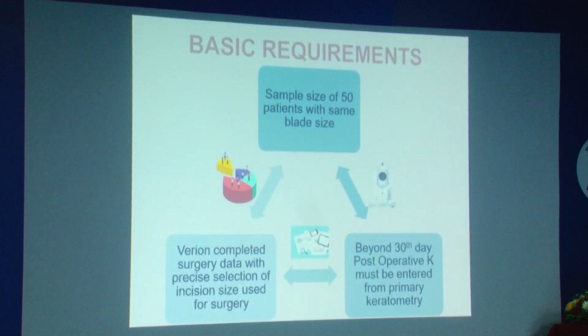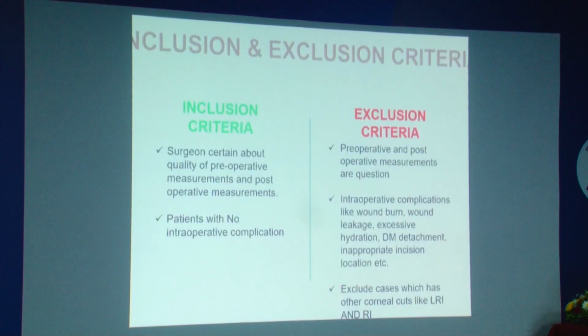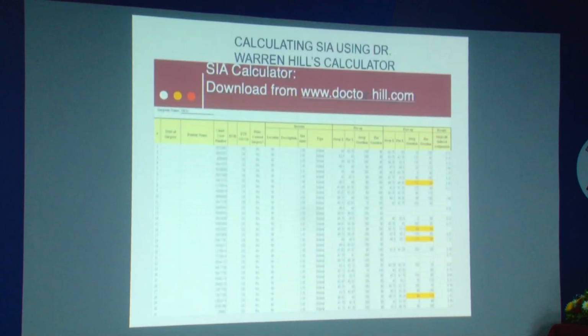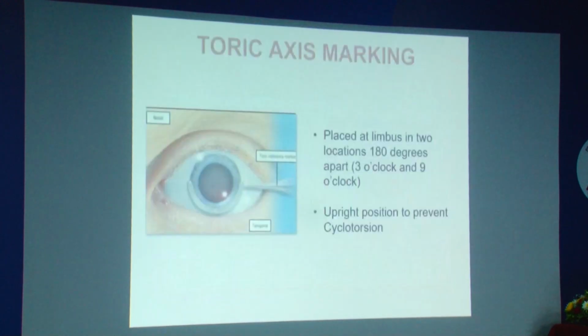Now, the basic requirement is just a sample size of about 30 to 50 cases. You can either do it on a Verion. Again, very important that the pre-operative and the post-operative keratometry should be measured on the same instrument, so that there is no error in calculating the SIA. So you can either do it on a Verion, or you can do it by sending all this data to Dr. Warren Hill's website, where it automatically calculates your SIA, and this can be used for all your future calculations.